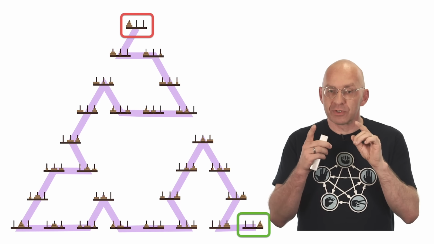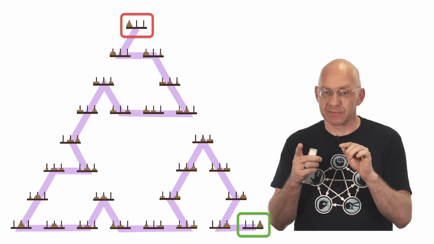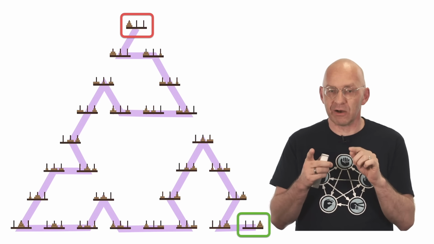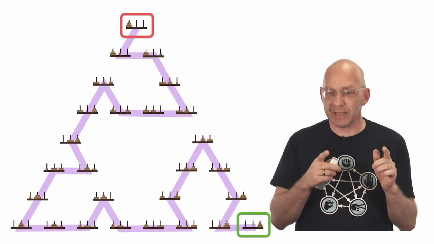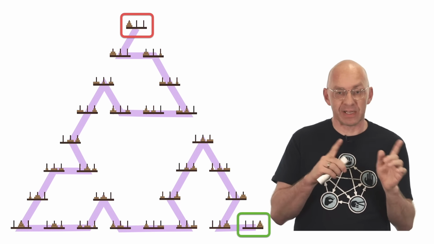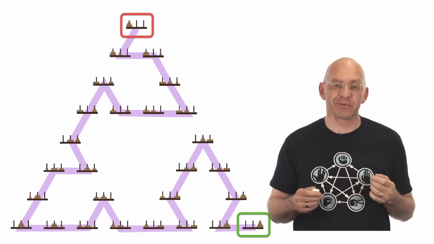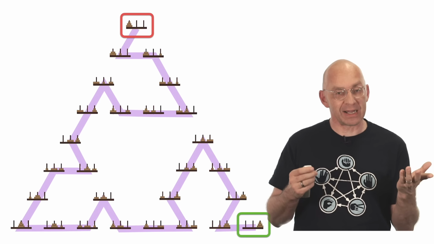Add one more rule to the game, that you can only move disks between adjacent pegs, right? So you're only allowed to move between the left and middle peg and the middle and the right peg, but never between the left and right peg. Then what you see over there is the shortest sequence of moves that takes you from the starting to the end state.